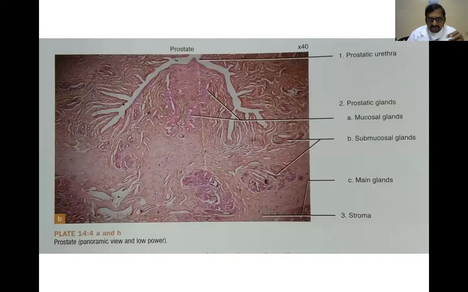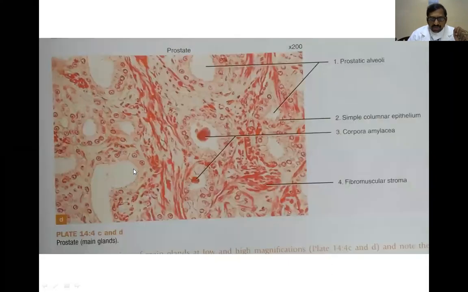These are three types of alveoli, small segments of the glands, secreting the prostatic secretions. This is the lumen, lined by transitional epithelium. These are the different types of glandular tissue, and in between the glands there is a fibromuscular stroma.